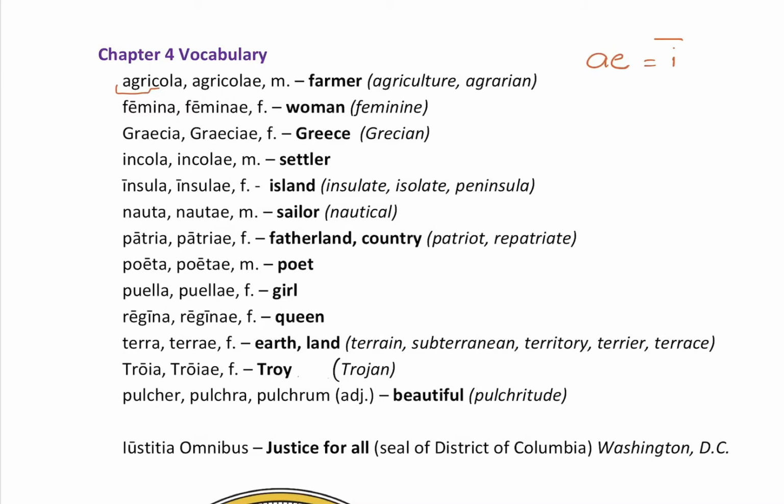Femina, feminae, it's feminine, means woman. That's very clear. That's going to be an easy one for you to remember, just that it's a woman. Doesn't mean feminine, but feminine is our derivative.